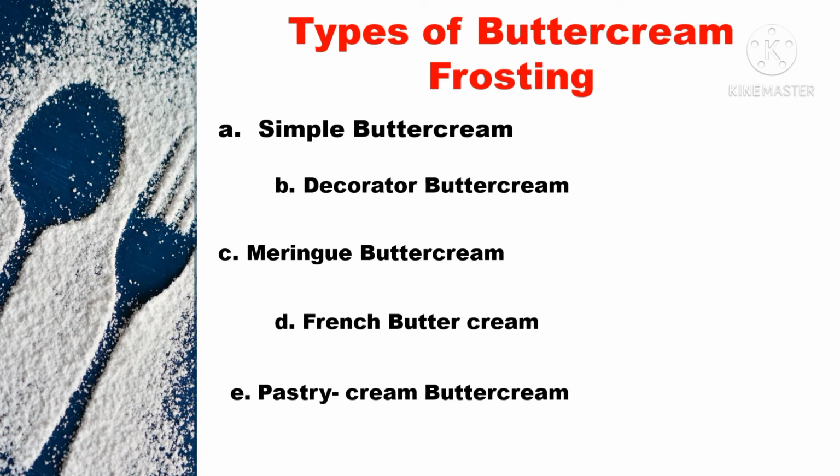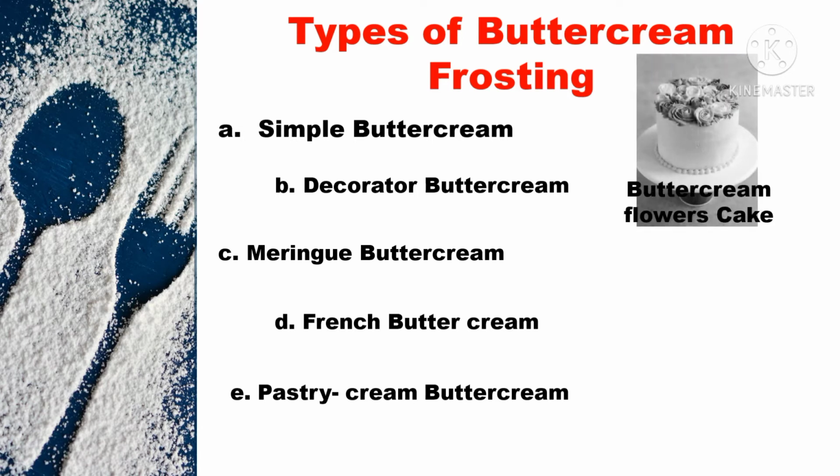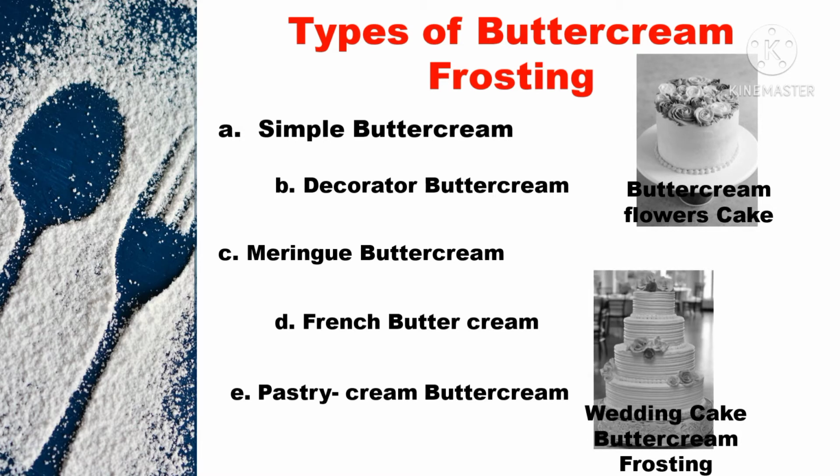Letter E. Pastry cream buttercream, otherwise known as German buttercream. This variety of buttercream is made by joining baked good cream, which is the custard, with some kind of included starch, for example, flour or cornstarch, with butter and potentially extra confectioner's sugar. Examples of these are buttercream flour cakes and wedding cake buttercream frostings.